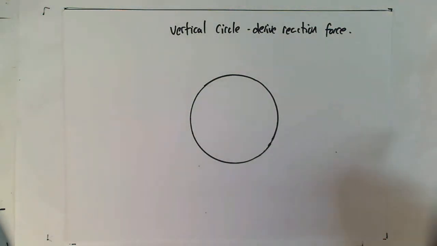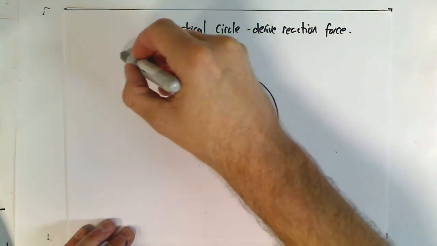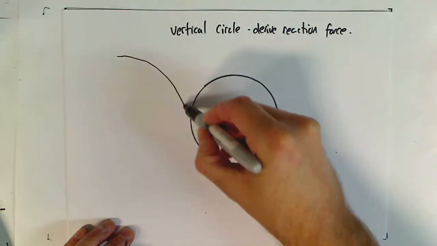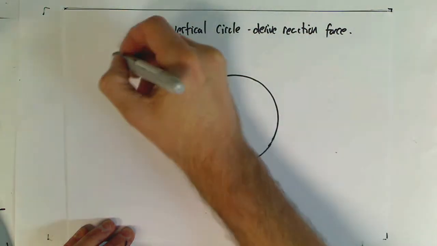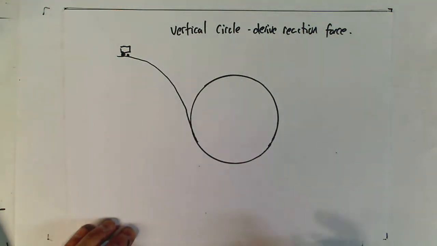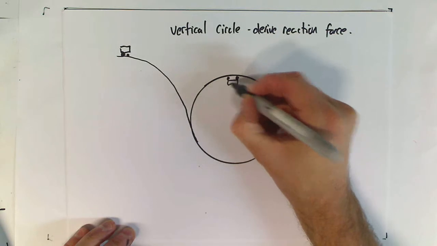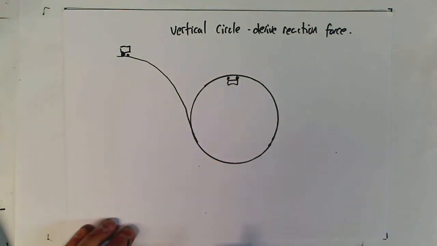Vertical circle, derive reaction force. So I've got a circle here, and this is again the sort of situation where you've got something coming down into a vertical circle, a little cart if you like, and we do the normal thing: find out the reaction force when it's in the vertical, at the bottom and at the top.